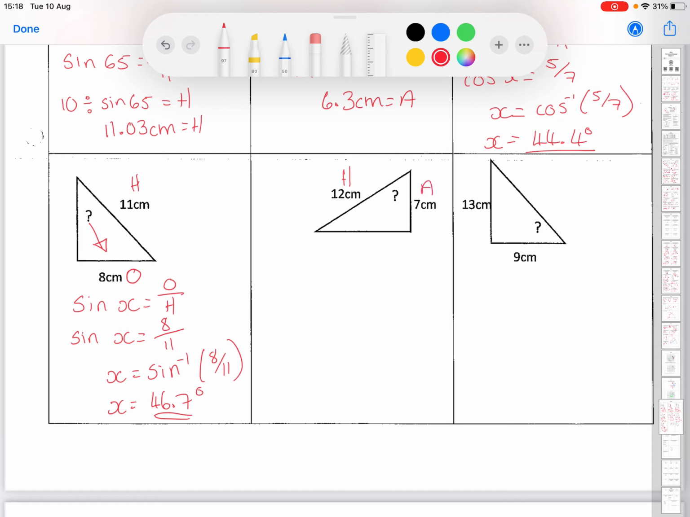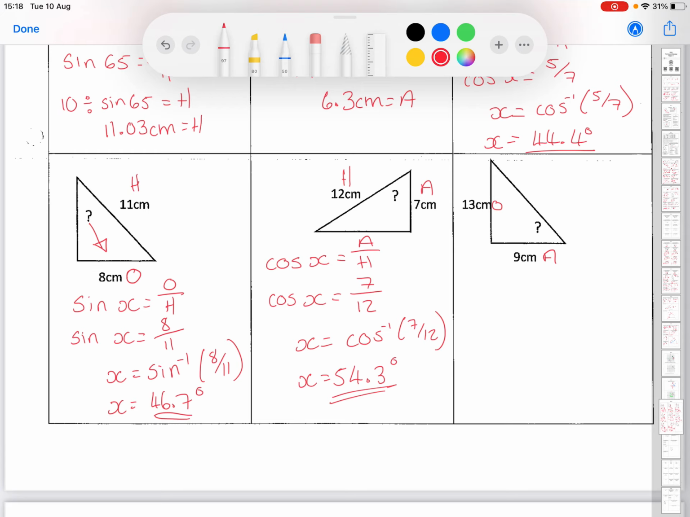Next one, we've got our angle we're trying to find. This 12 is our hypotenuse. The 7 is next to it, so it's our adjacent. So we've got cos of the angle x. So it's CAH, so it's A over H. So cos of the angle, which we're trying to find, is A, which is 7, over our 12. So to find our angle, we're going to shift cos of 7 over 12 to give us 54.3 degrees.